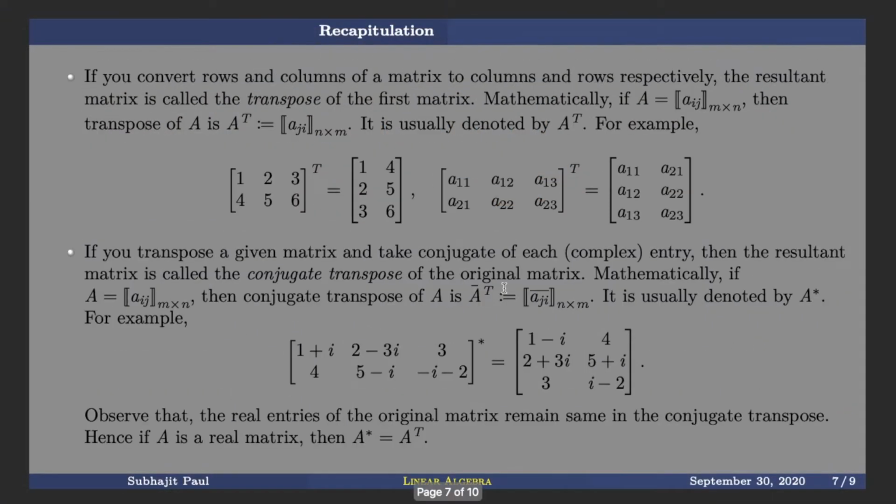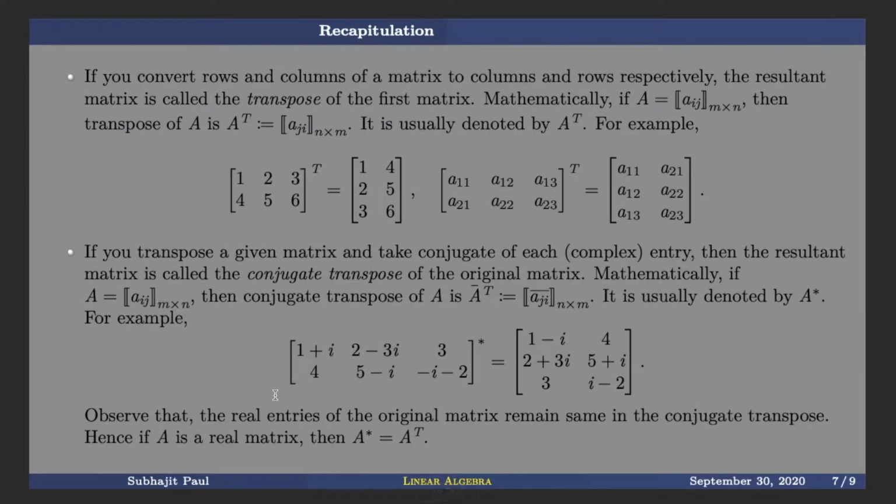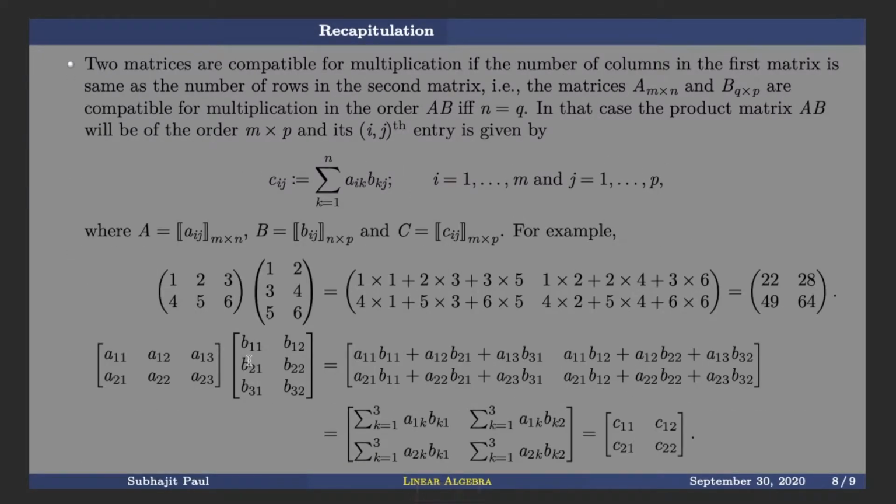In the last class, we have seen the definition of addition, scalar multiplication, subtraction, diagonal entries, transpose, and conjugate transpose. So next up, we have the rule for multiplication of matrices. Now, this is the definition that I have written here.